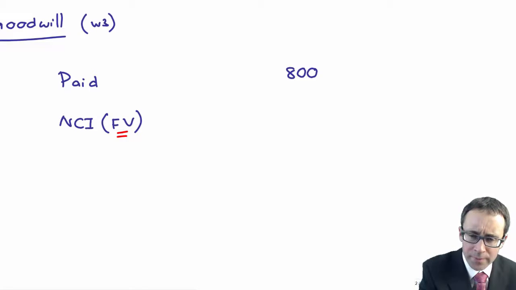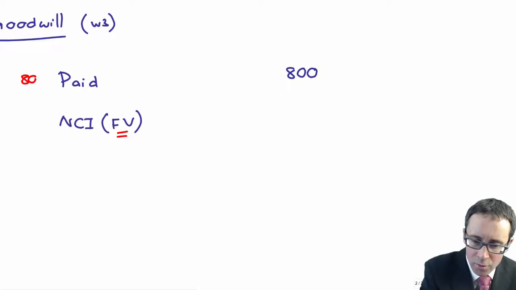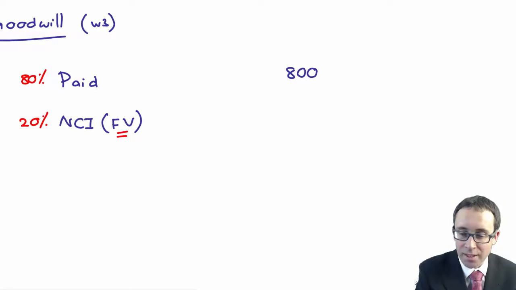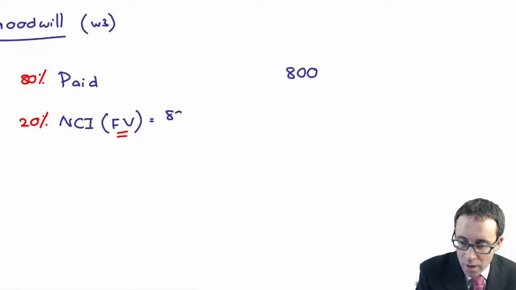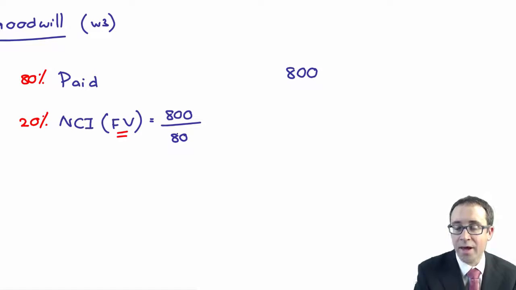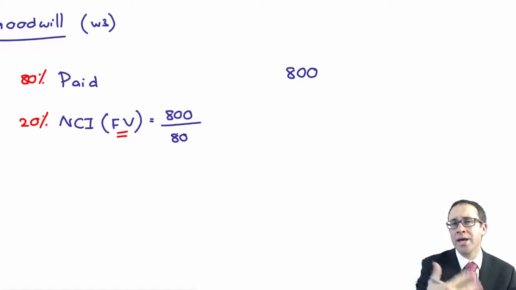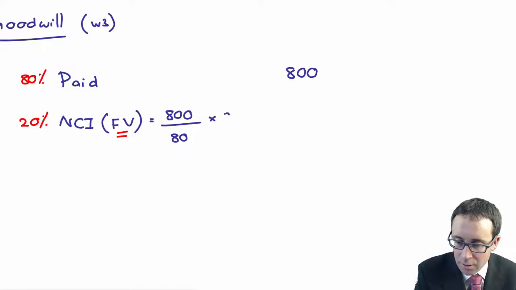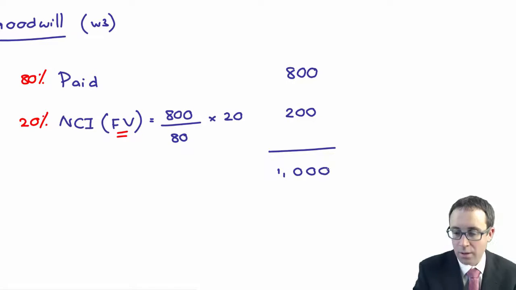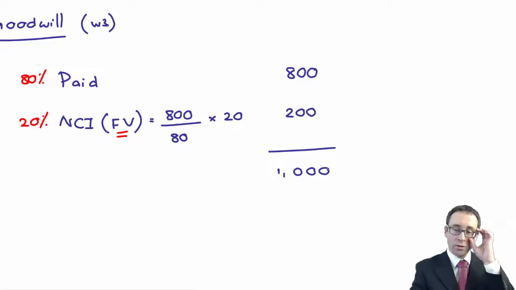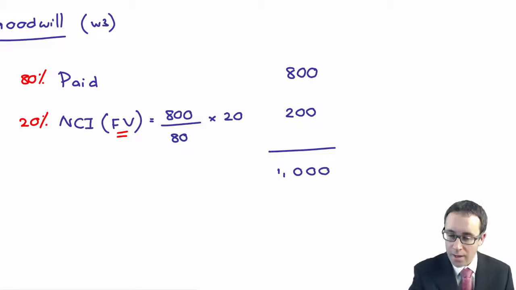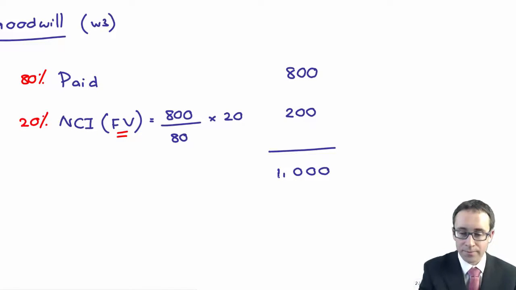Okay, so what we can do is we know that we've paid to acquire 80%. The non-controlling interest is 20%. So if we work out what each percentage is, so divide the 800 by the 80, that will work out what each percentage point is. Multiply it by 20, gives you 200. So the non-controlling interest is 200. The total value of the subsidiary is 1,000.